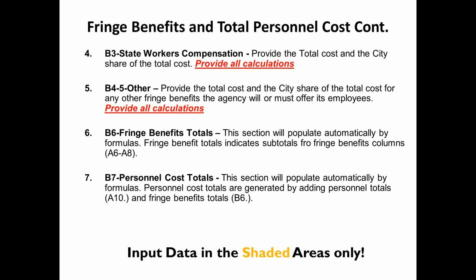And then finally, there will be fringe benefit totals. This is a section that will be populated by formula, and it'll add up all of the columns A6 to A8. Then we have column B7, personnel cost totals. This section will be populated automatically by formula. The personnel cost totals are generated by adding personnel totals, A10, and fringe benefit totals, B6, for your total personnel costs. Remember, guys, we're inputting data in the shaded areas only.